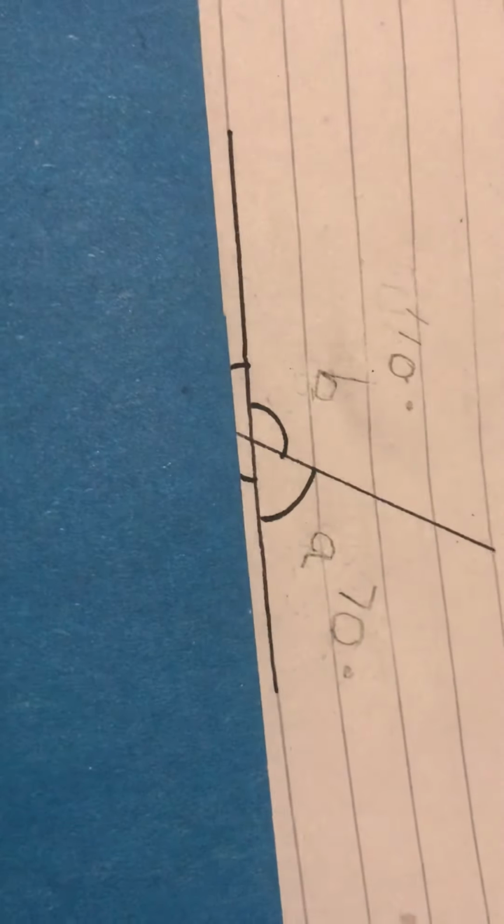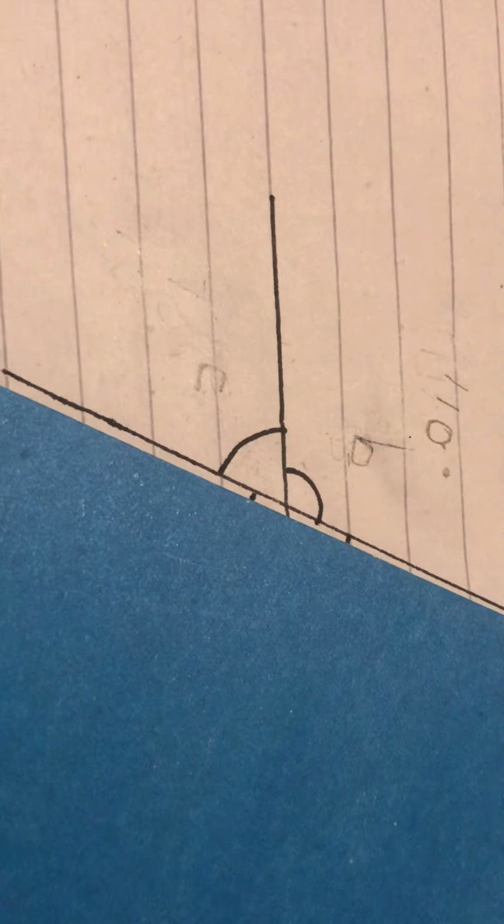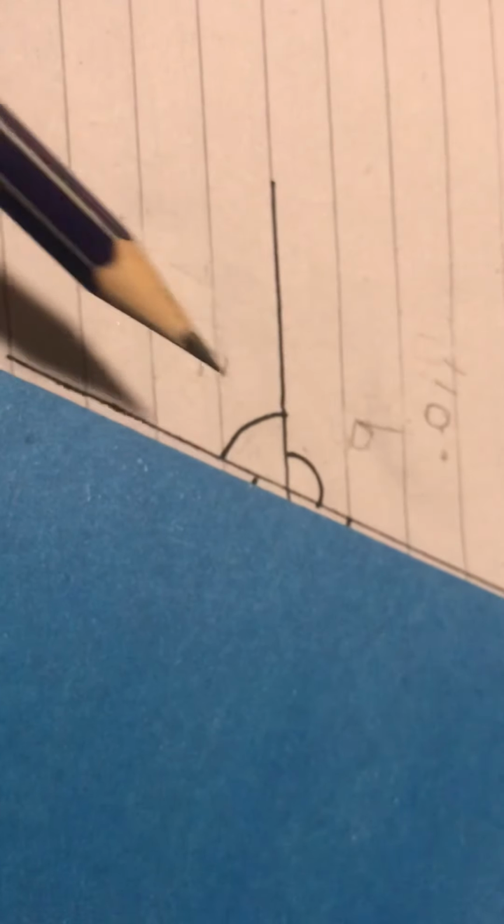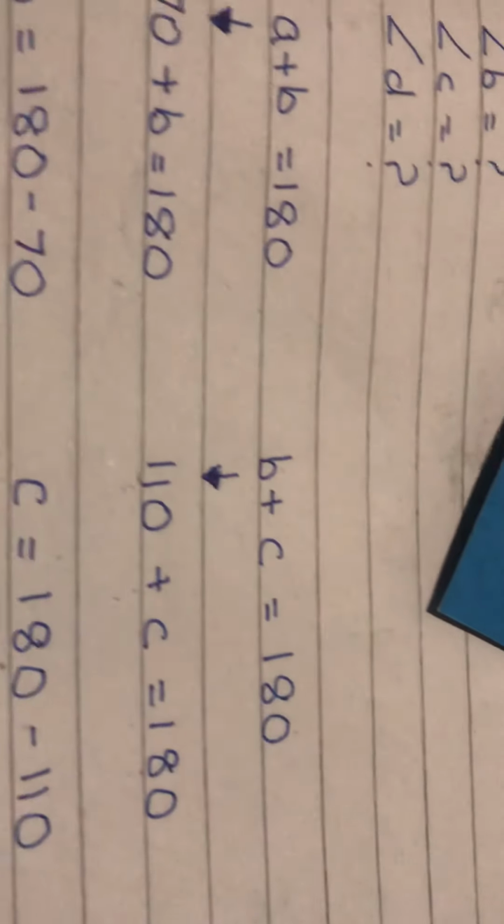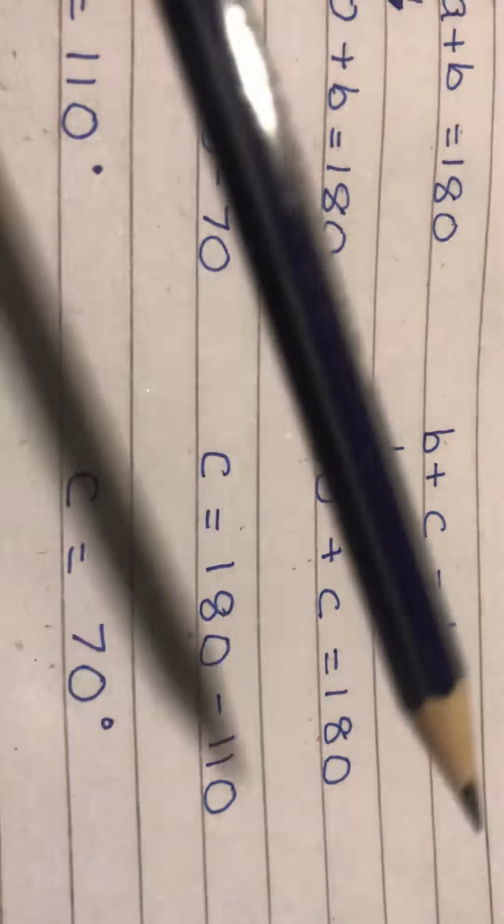110 degree. Now let's find angle C. Again, angle B and C are falling on a straight line. We can use the straight line formula and find angle C. B plus C equals 110. Take away 110, you get a 70 here, right? So angle C is equal to 70 degree again.